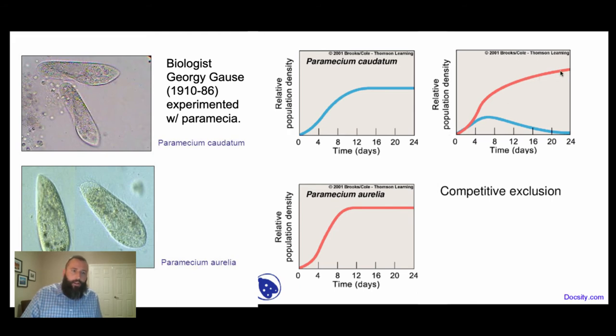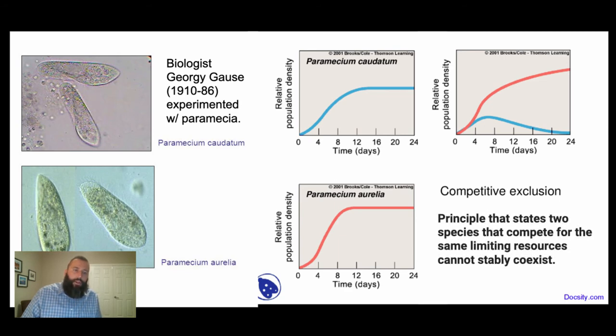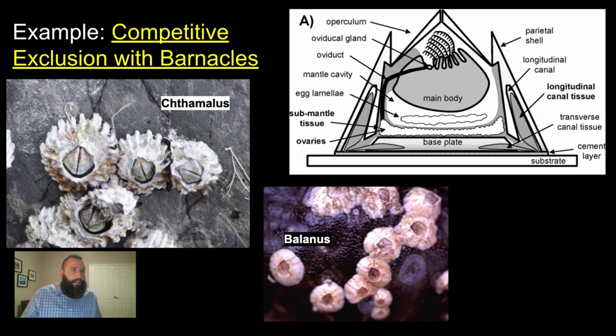And sure enough, one out-competed the other species, so much so that the other species went extinct. And so Georgi Gause is known for what's called the competitive exclusion principle. Competitive exclusion is the idea that two species cannot compete for the same limiting resources and coexist at the same time. You can't have two different species using the same niche at the same time. It's not possible.